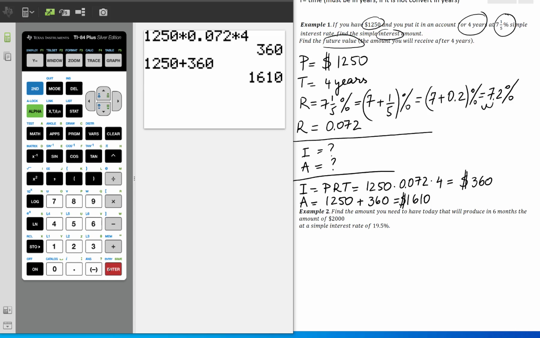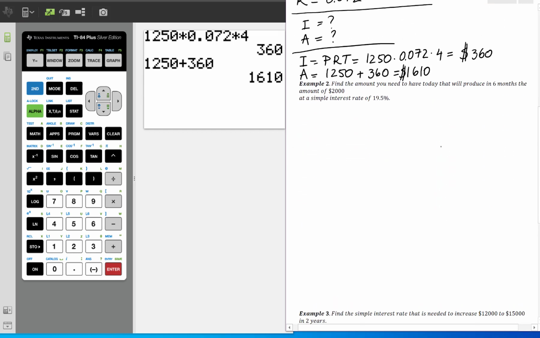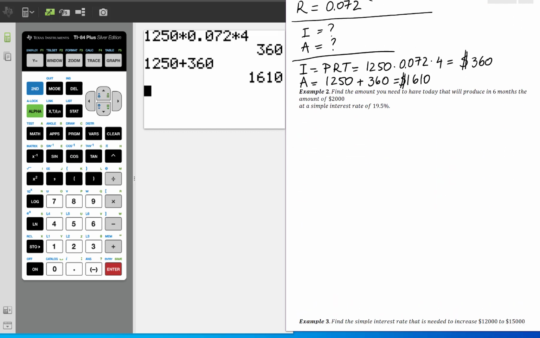Okay, now let's take a look at another situation. Example 2 says, find the amount you need to have today that will produce in 6 months the amount of $2,000 at a simple interest rate of 19.5%. So we need to find P, right? Find the amount you need to have today.